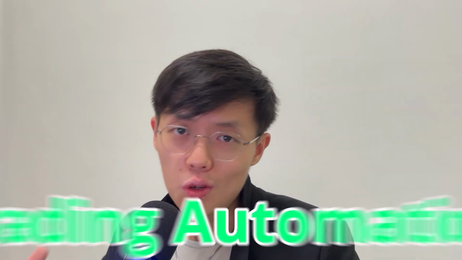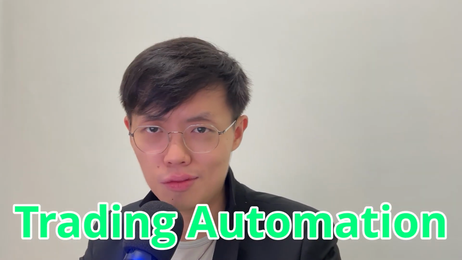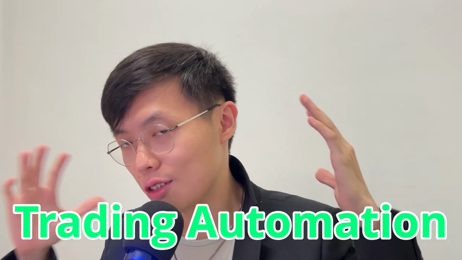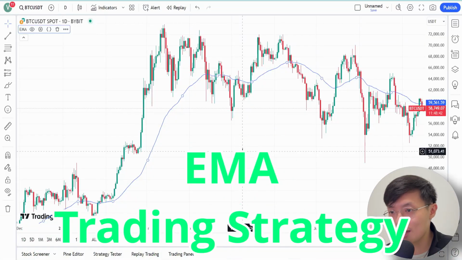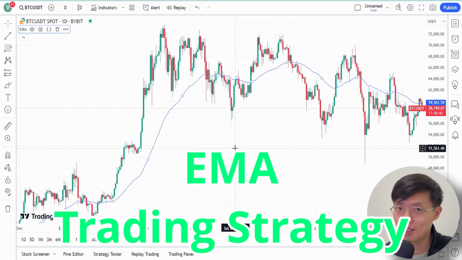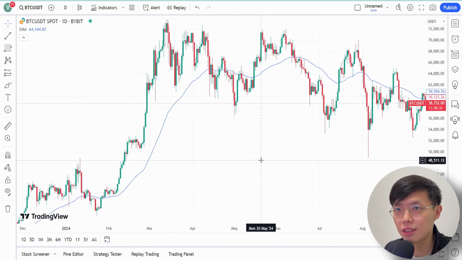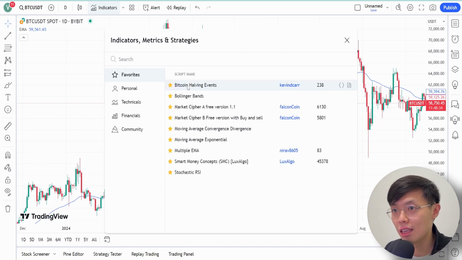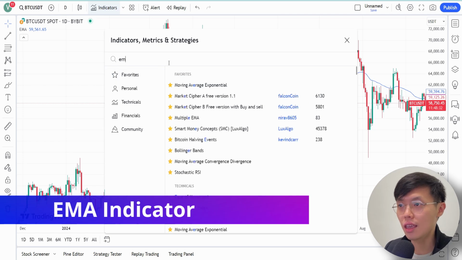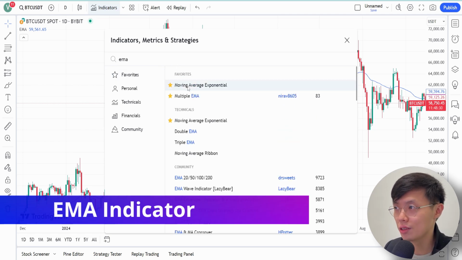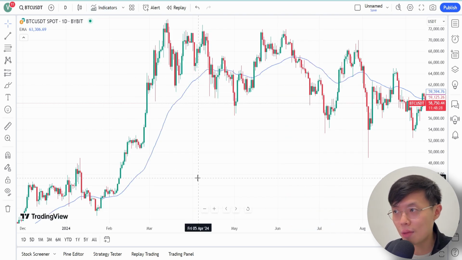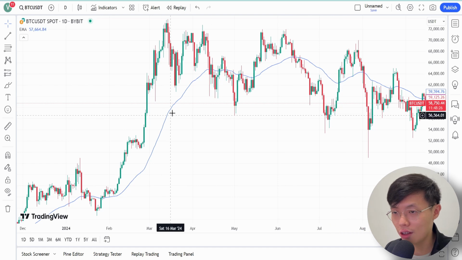Before we do automations in crypto trading, we need to select a trading strategy first. This strategy right here is called the EMA strategy. I believe you guys know about this. We're going to select the indicator in TradingView. Just type EMA in the indicator, select moving average exponential, then it will come up with this exponential moving average line.